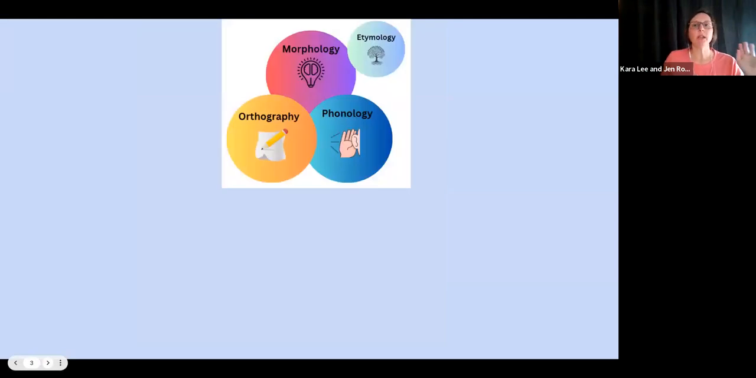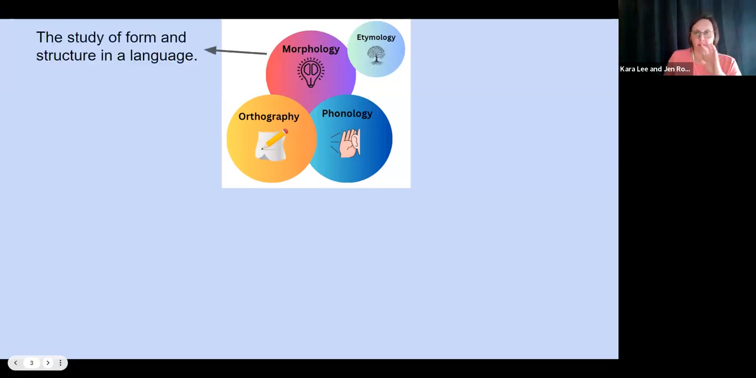Okay, so I want us to have a nice overview here. First of all, I made this graphic because I think it's a really nice way to show the interconnectedness of morphology, orthography, and phonology. And of course, etymology is kind of stuck on there too, on that morphology bubble. But just to show you the big picture before we get down into the nitty gritty. So morphology is the study of form and structure in a language. It's kind of the formal definition.